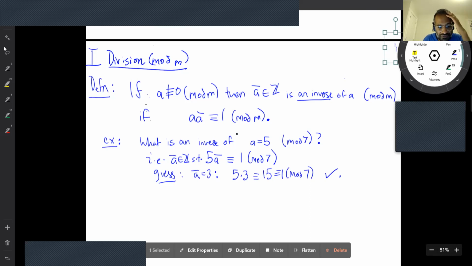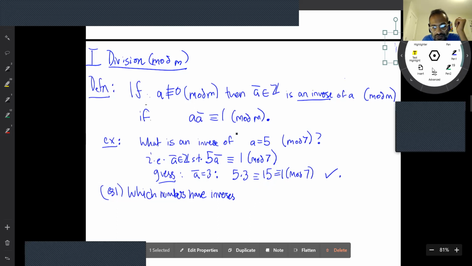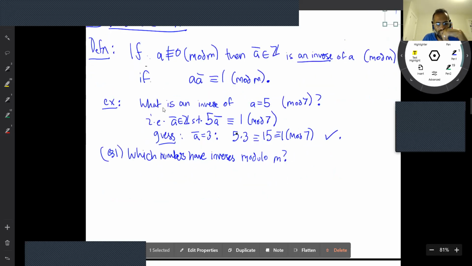So now we're going to answer two questions systematically. Question 1 is which numbers have inverses modulo m? It's not even clear that every number has an inverse modulo m, right? I mean, 0 obviously doesn't, but we don't know. And the second question is, how do you find inverses?